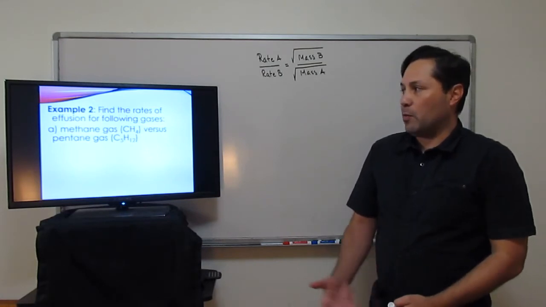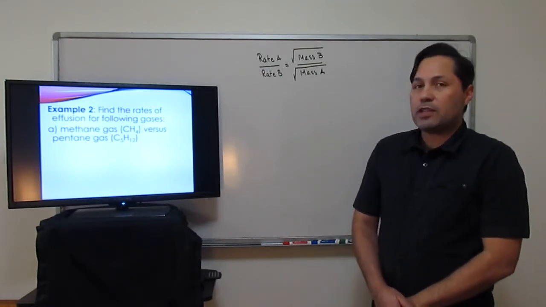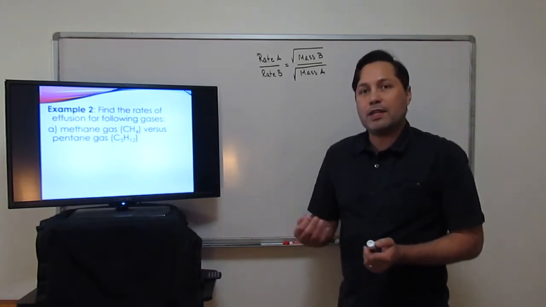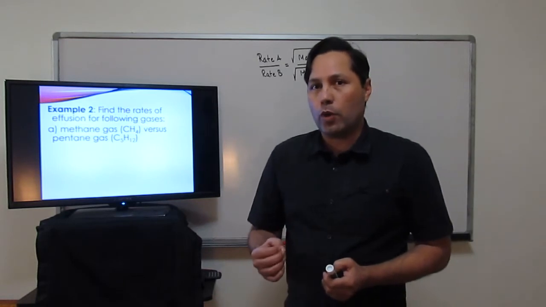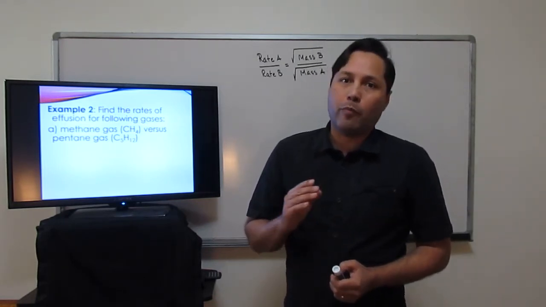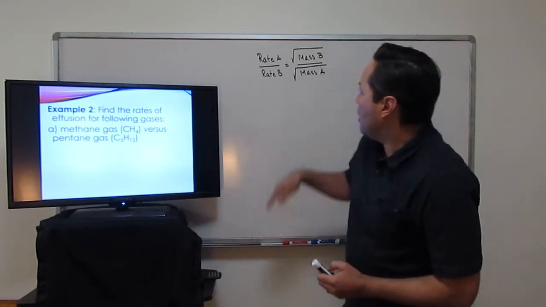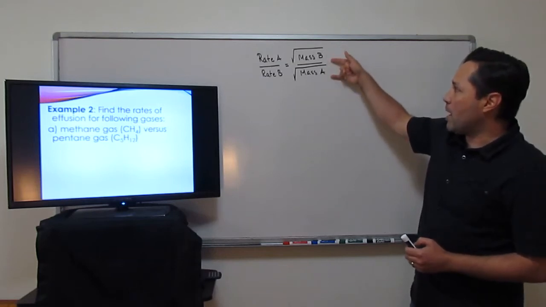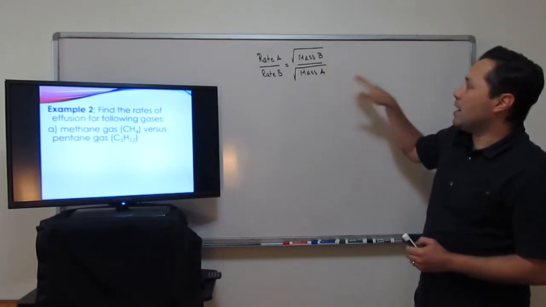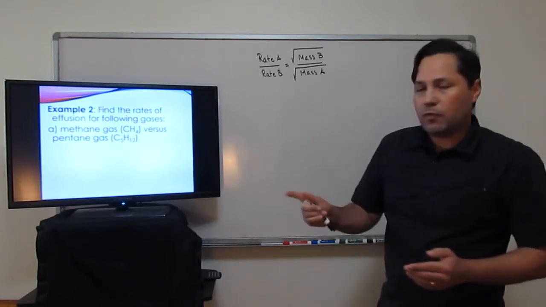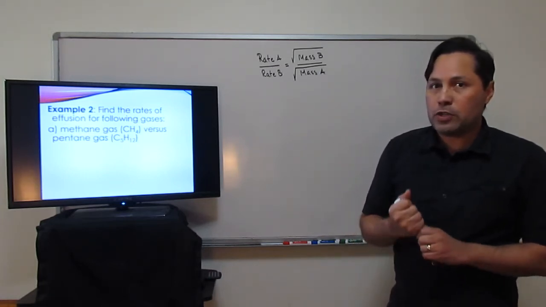And we're going to go ahead and compare in part A, methane gas, which has a formula of CH4, versus pentane gas, which has a formula of C5H12. So our very first order of business is to figure out the molar mass of both methane and pentane. Once we have the molar mass, we're going to substitute them into this formula here for the mass, get the square root of their mass, and then simplify it by dividing by the smallest of the two. But first things first, let's get the molar mass of each of those.